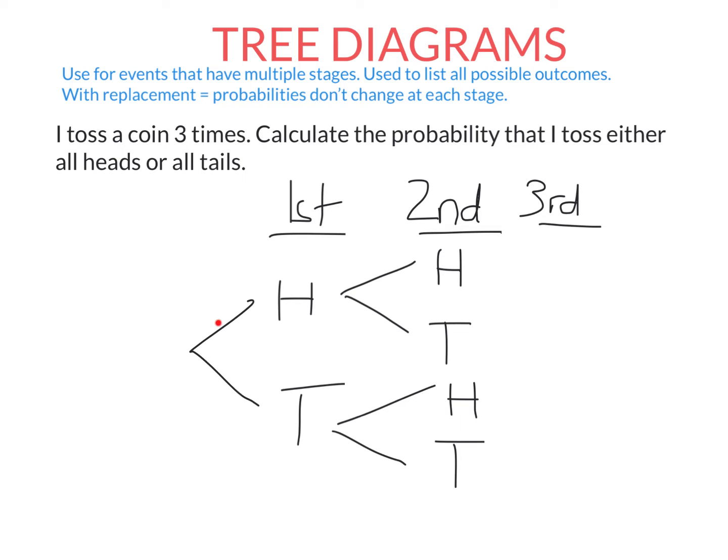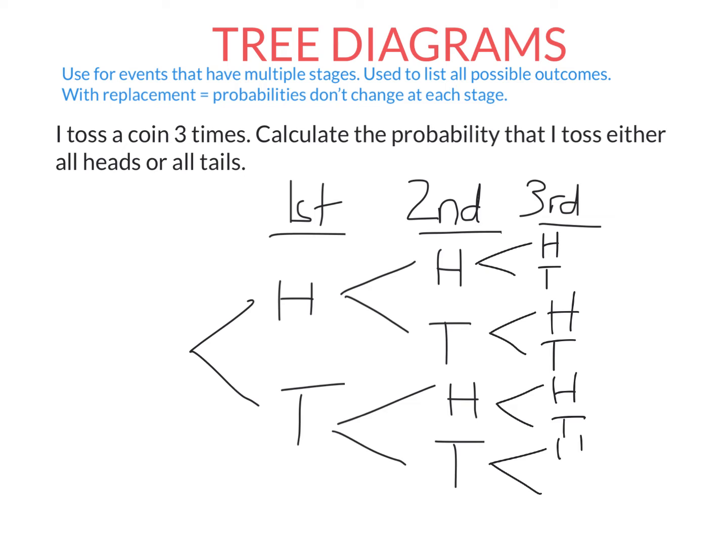These are called branches. That's why we call it a tree diagram. Similarly, for the third toss, we can get heads or tails. Regardless of what we got before, we can get heads or tails. All we're doing here is listing all the possible outcomes. So when we have done all the branches, let's list all the possible outcomes.